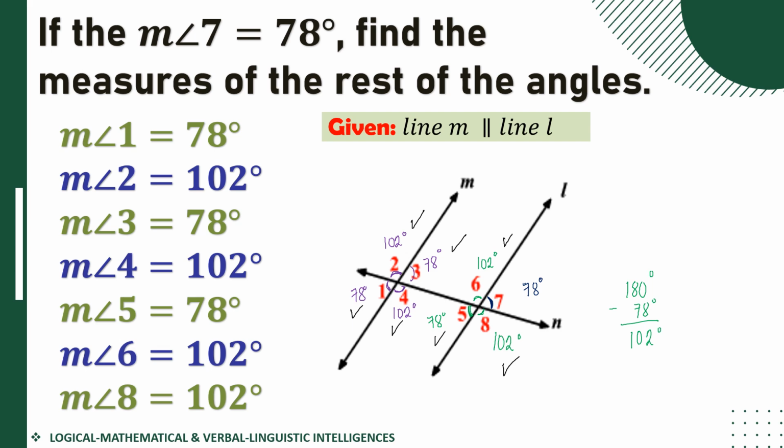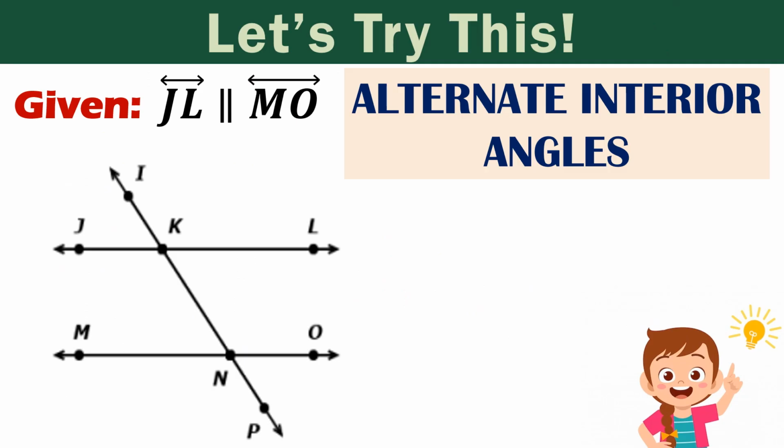So in this scenario, suppose we do have line M and line N as our parallel lines and line N as our transversal line. Now, this time, I'd like you to identify or give an example of alternate interior angles based on the given illustration.